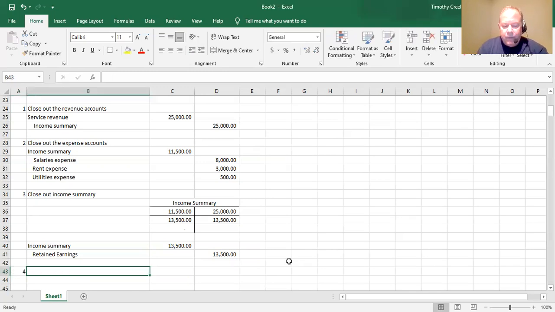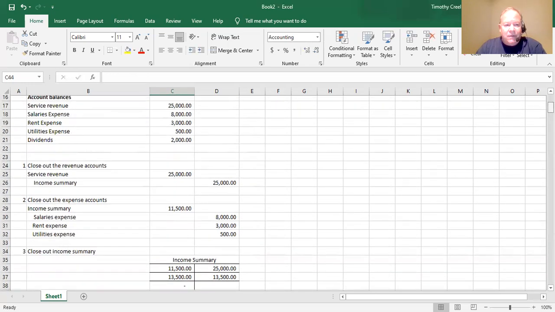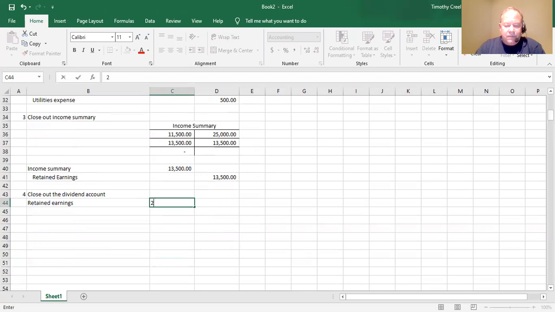And our last step is we want to close out the dividend account. Basically the dividend account has a normal debit balance. So that means if we want to close it out, we're going to have to credit it. So in this case, we would debit retained earnings, a debit of $2,000, and we would credit dividends for $2,000.